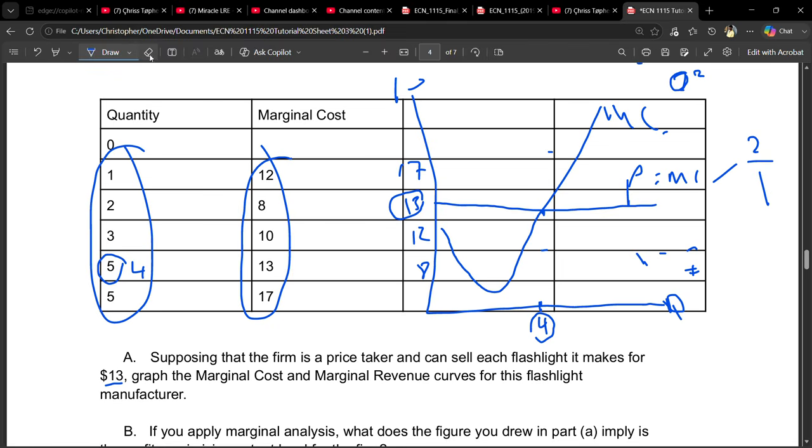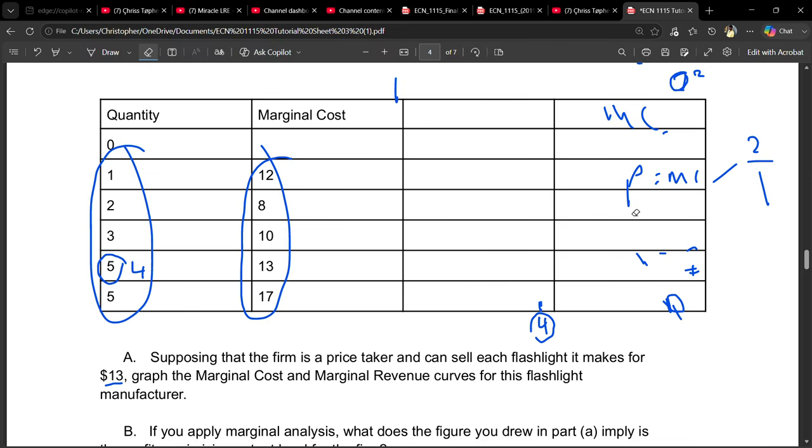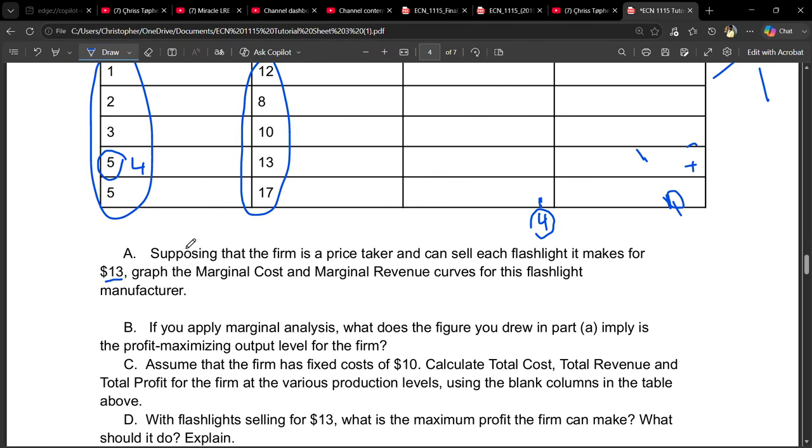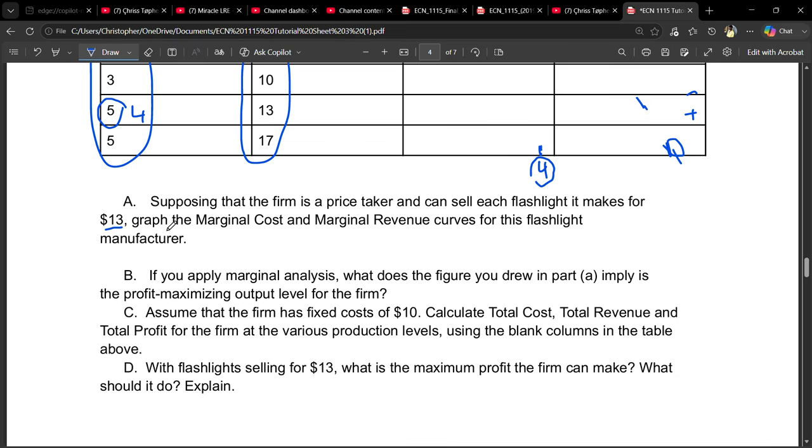So you can as well try to calculate this on these table spaces that they left in these blank spaces in the table above. So what I'm saying is it's there. So we are done drawing the graph in question A. Let's go for question B.